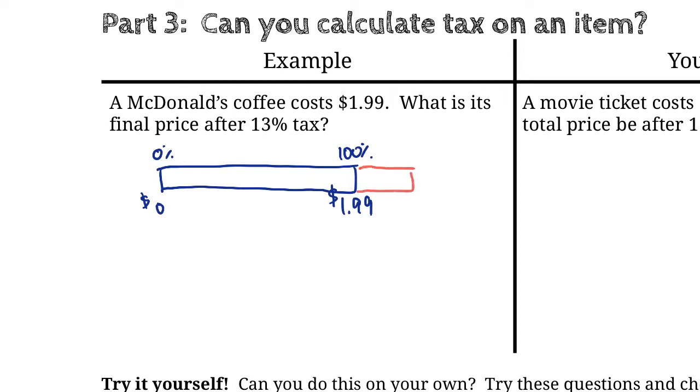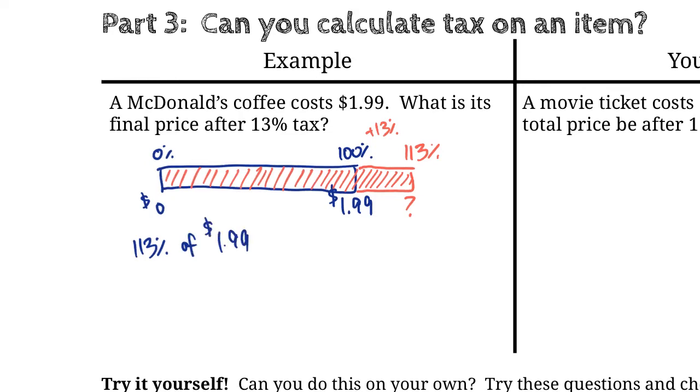We're making the bar longer. So we're not just paying the full price of the coffee, but we're adding some more on top. And that takes us to 113%. We just took that 100% and we added the 13% on top. So in order to find the total price, it's going to be 113% of $1.99. So it's very similar to the questions you were doing on the previous page.